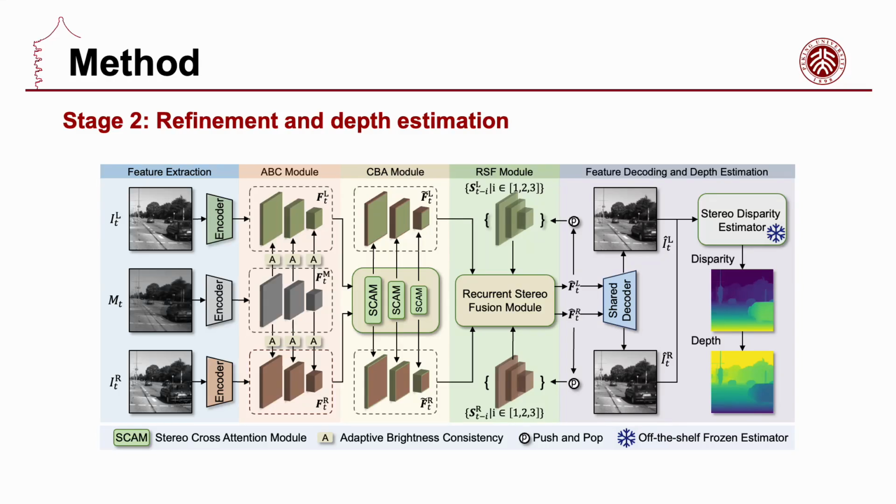SMS-net contains three main modules. The ABC module uses the mixed spike intensity map as brightness consistency guidance. The CBA module applies cross-view attention, allowing the two views to help each other suppress residual artifacts. The RSF module recurrently fuses temporal information to recover details. Finally, a frozen stereo estimator converts the refined stereo pair into disparity and depth.